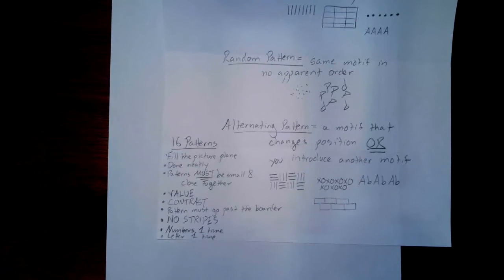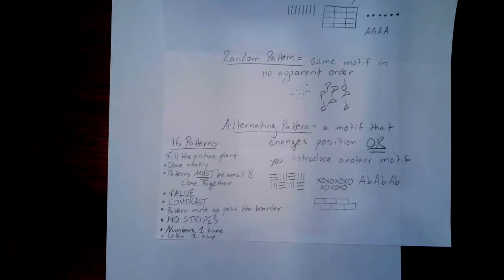You must have value. Value is light and dark. We need to see some shading. You need to have contrast. Contrast is an extreme difference. So that's going to be like your black and white. So a contrast. The patterns must go past the border. I'll explain what that means.